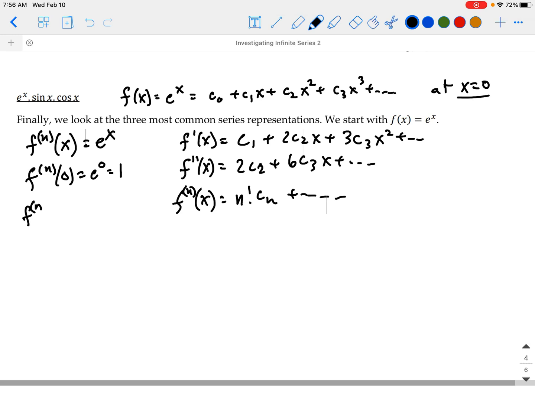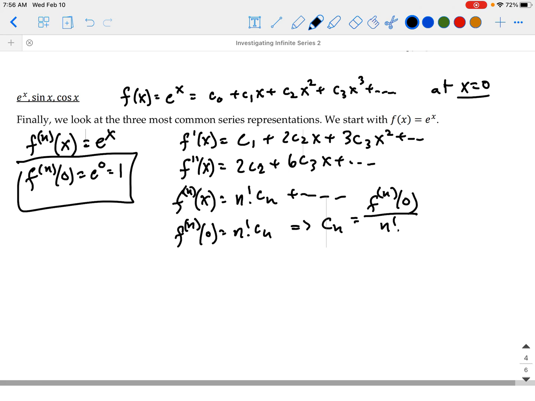So we'll note that for our polynomial, the nth derivative at 0 is going to be n factorial c sub n, which means that c sub n is equal to the derivative over n factorial, what we started with. But we know what the derivative at 0 for any derivative of e to the x is going to be. It's just going to be 1. So this is going to be 1 over n factorial.